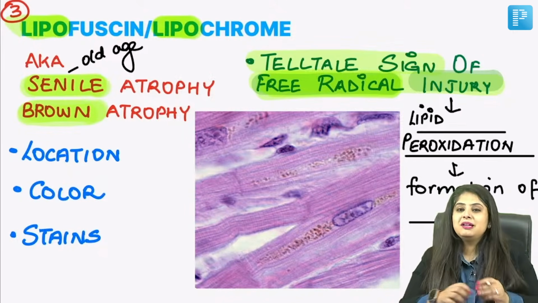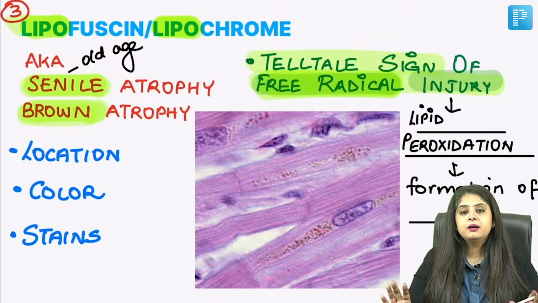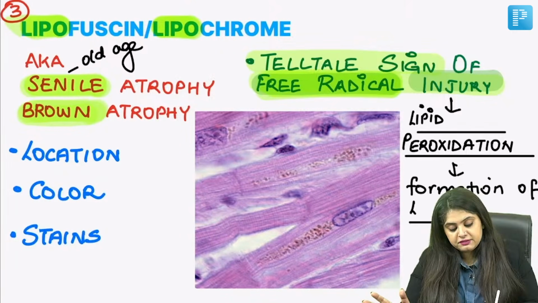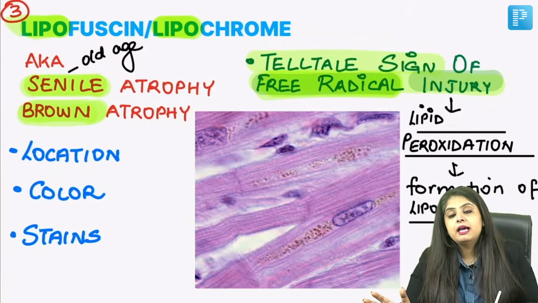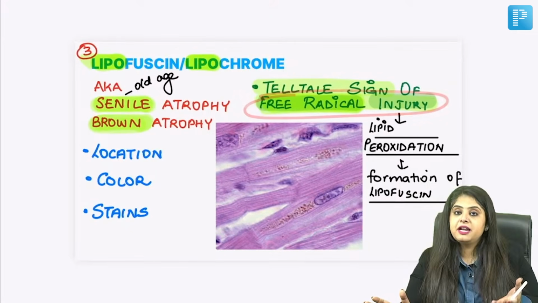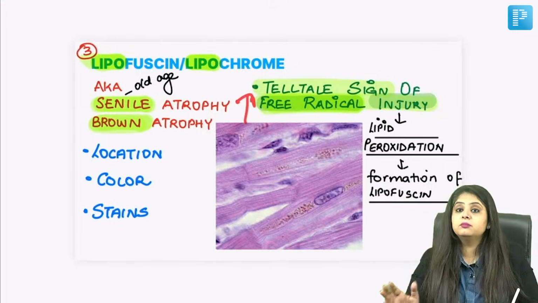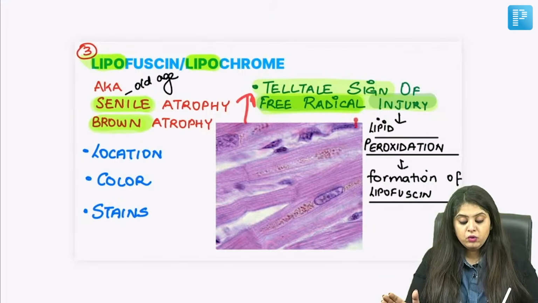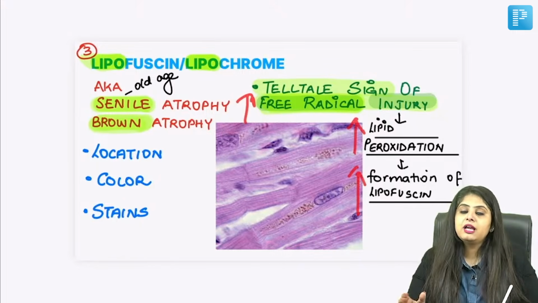Okay, so ma'am, all my cells, all the lipids are getting spoiled. Lipid peroxidation is happening. That is why which pigment is formed? Lipofuscin is going to be formed. Now I understand that as free radicals keep increasing, the more I breathe in this air, the more lipid peroxidation will happen, and the more lipofuscin will form.